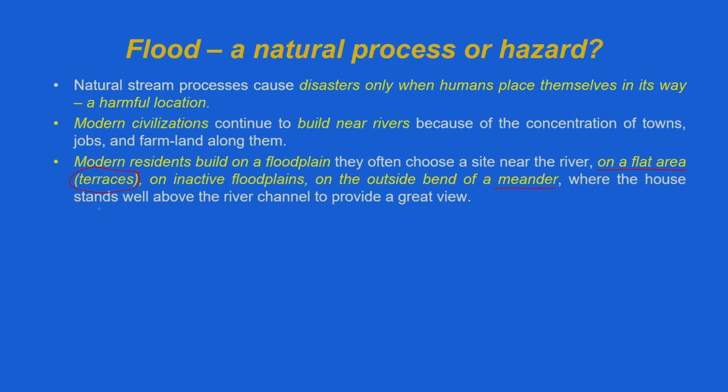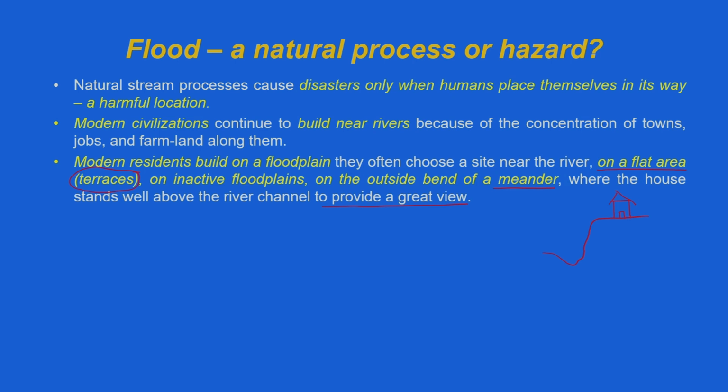So, the houses stand well above the river channel to provide a greater view. So, usually we try to look at the areas which are elevated. For example, if you are having a river here and then you are having an elevated area over here, then you will try to build your house on this flat area. And mostly if you go to the hill stations also, you will find that most of the hotels or the resorts are sitting at the top, and then you will find the river view resort and all that, okay.